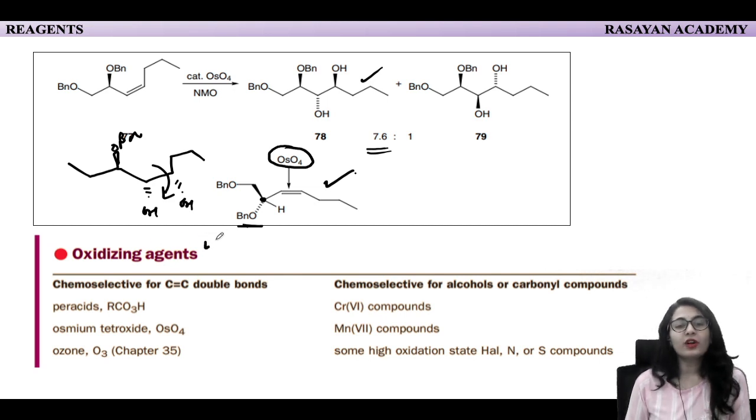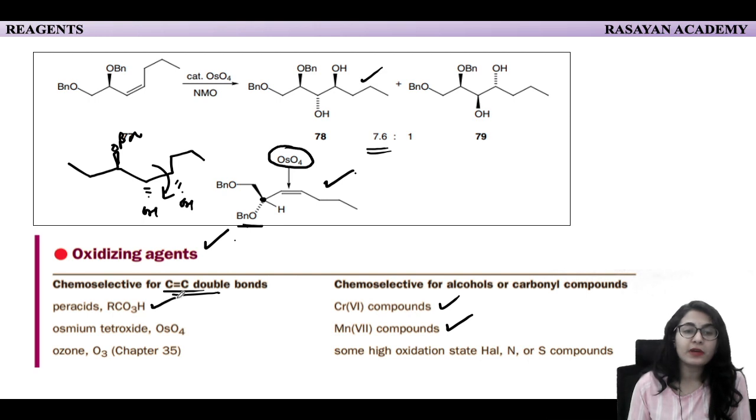Now, what are some of the oxidizing agents for the carbon-carbon double bond? We have seen chromium compounds, not just carbon-carbon double bonds, for more molecules. We have seen chromium compounds, manganese compounds. We have also seen, we are going to see per acid, osmium tetraoxide and ozone.